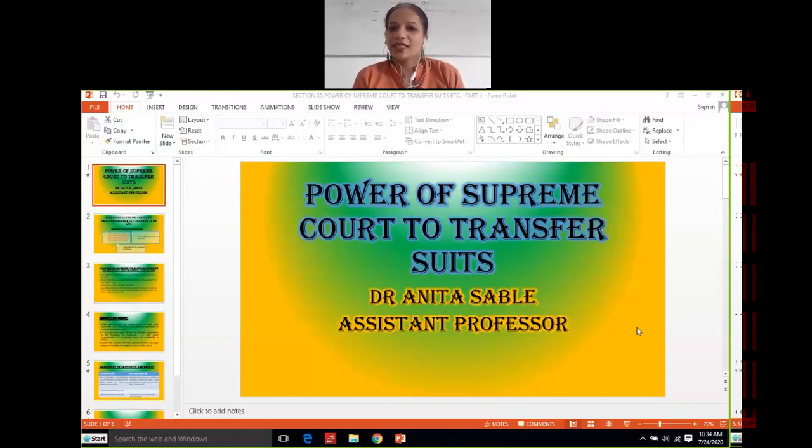Today we are going to see the power of the Supreme Court to transfer the suit. Now, in our yesterday's lecture, we have seen the power of the court to transfer and to withdraw the suit, wherein we have dealt with the power of the High Court and the District Court to transfer and to withdraw the particular suit which is filed before one court, and the transfer application has been made to some other court for the purposes of transferring that particular matter in that particular court wherein the transfer application has been made, or to some other subordinate court which is having a competent jurisdiction to entertain the same.